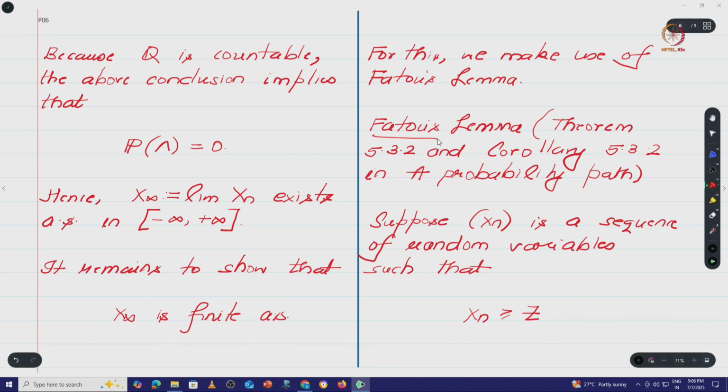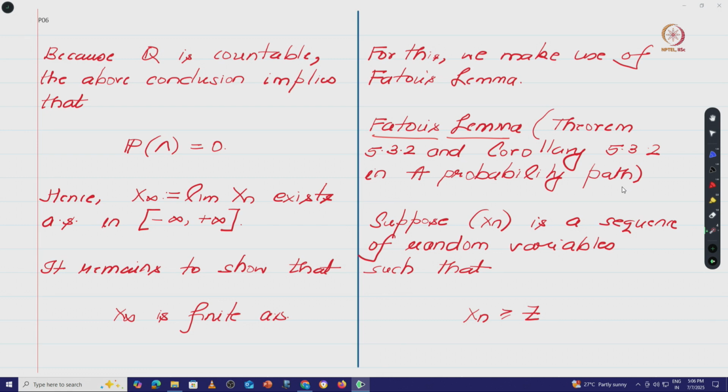In order to prove this second part, we are going to make use of another very important result from probability theory, which is referred to as Fatou's lemma. I am going to state this Fatou's lemma but I will not be proving it, though I will tell you how one can go about proving it. Those who are interested in the proof of Fatou's lemma can refer to Theorem 5.3.2 and Corollary 5.3.2 in the textbook called A Probability Path by Resnick. So what does Fatou's lemma say?